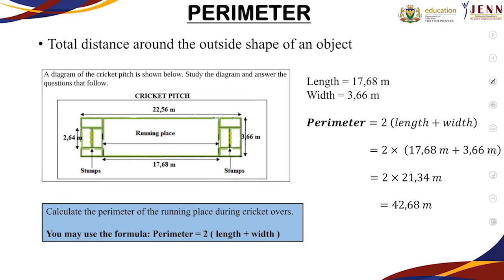So let me make an example here. This question is from the MMAT Daily Activities, Term 2 work. Okay, it says, a diagram of the cricket pitch is shown below. Study the diagram and answer the questions that follow. Now if I were to say to you, let's calculate the perimeter of the cricket pitch. What you will do, as I said, perimeter is what? The total distance around. So I'm going to trace around this cricket pitch.